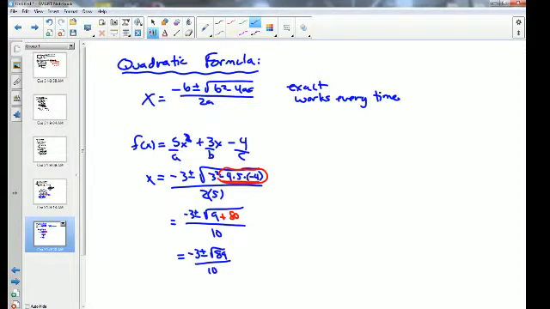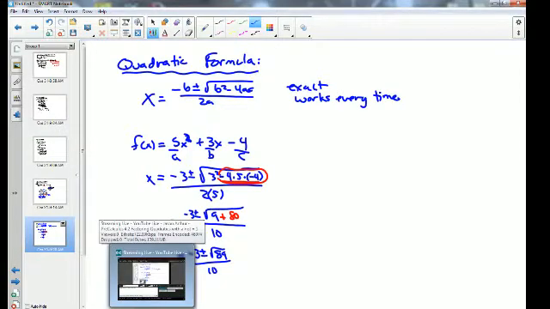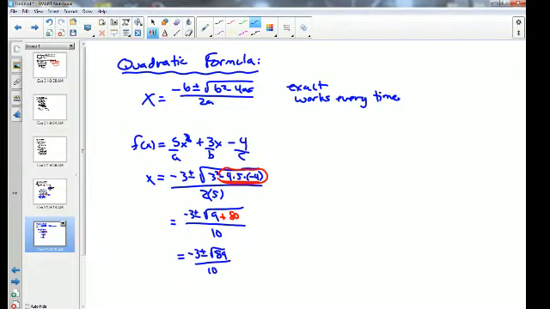You do know there are two answers here. You want the plus and the minus. So we have 3 plus root 89 over 10 and 3 minus root 89 over 10. Those are your two decimals for your zeros because it's a quadratic.